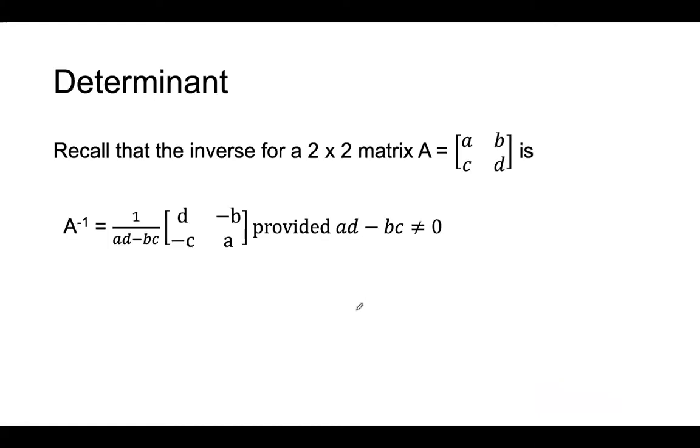So what are determinants? Recall that we talked about a 2x2 matrix with entries A, B, C, D. There is a formula for the inverse, where we flip A and D, and then put negative signs in front of B and C. This is multiplied by 1 over the determinant, AD minus BC, which cannot be equal to 0. Otherwise, it wouldn't make any sense.